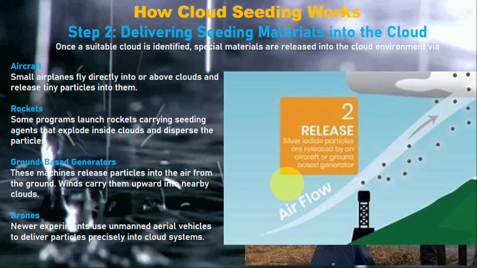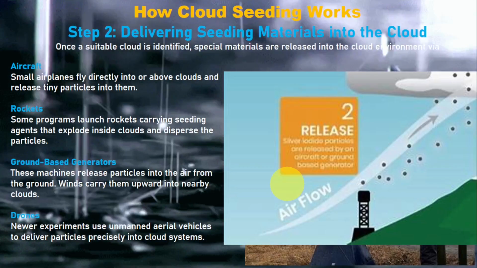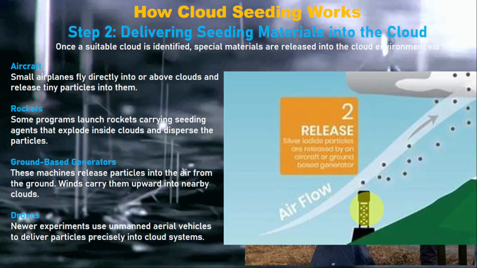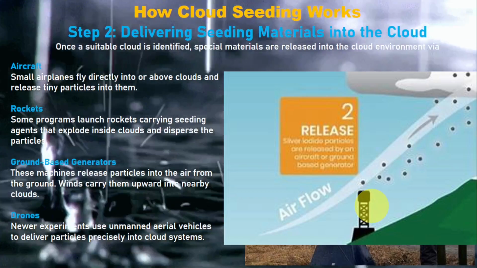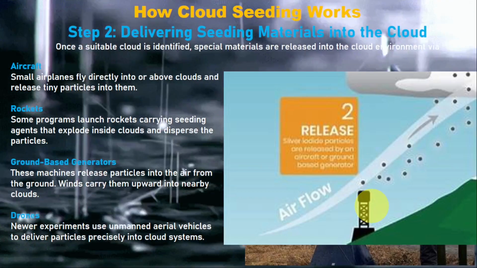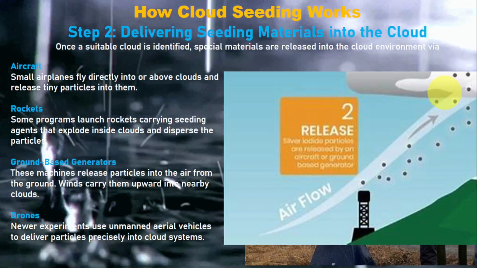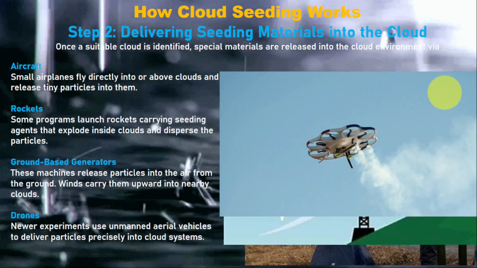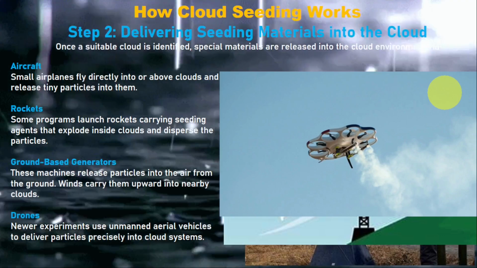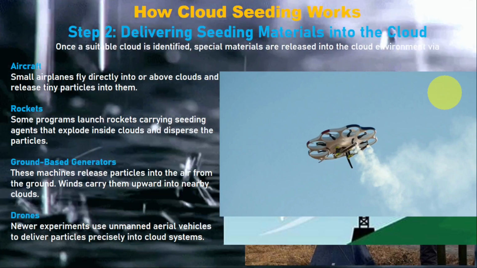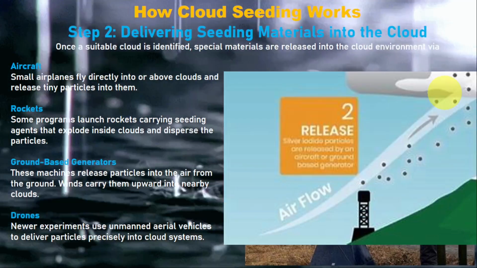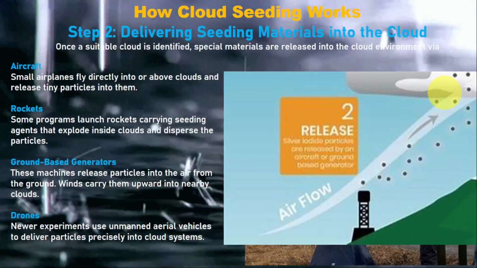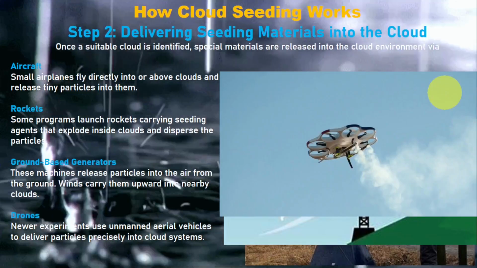You can use some ground-based generators because these machines, look at it here, release particles into the air from the ground so that wind can carry them upwards into nearby clouds. You can even use a drone. I think drone is one of the easiest and the cheapest methods out of the whole four. So these are the things you do. First of all, you identify the suitable cloud. The second, you deliver the seeding materials into the cloud.